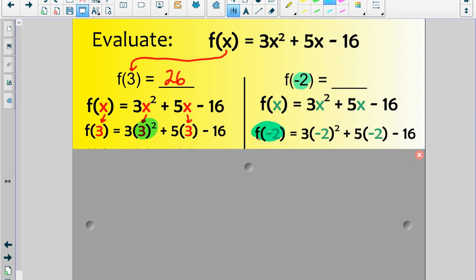On the left-hand side over here, we don't really do anything with that. It's just f of negative 2 all the way to the bottom. But on the right-hand side, we have to follow PEMDAS. So we do exponents first.